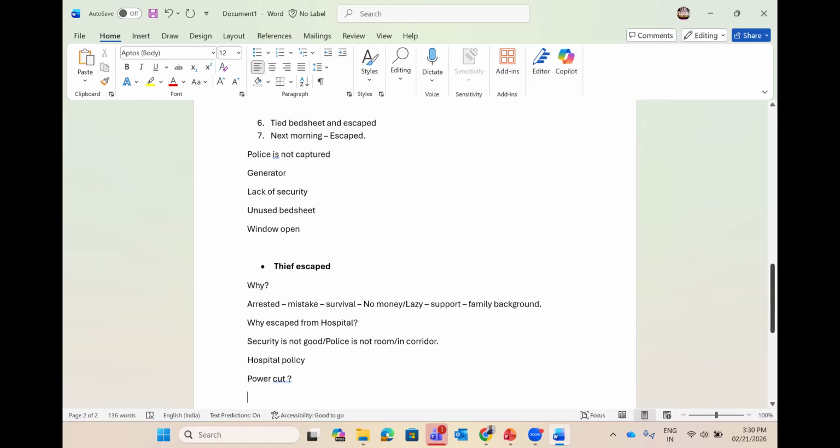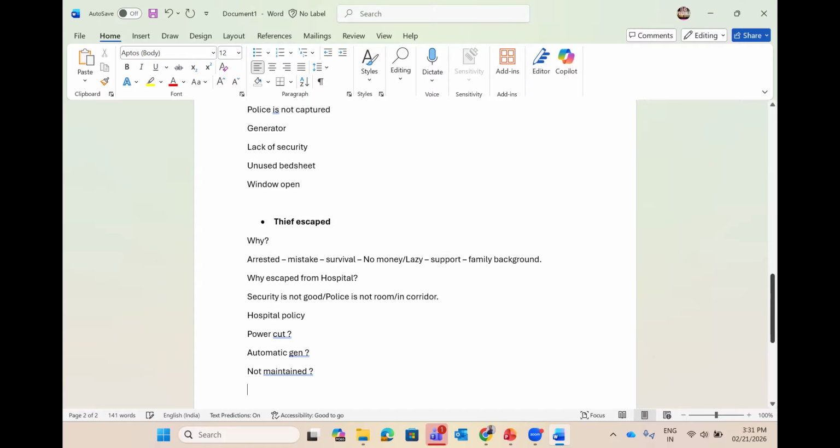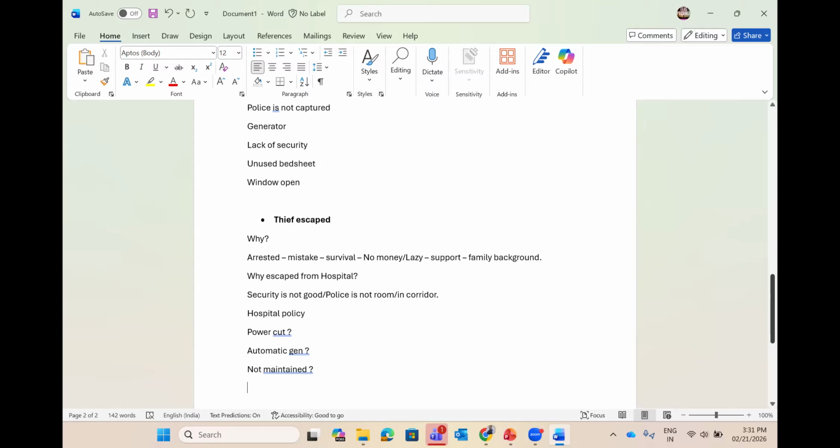Fine, accepted. There is a power cut. What is the other alternative? The generator needs to be on immediately. An automatic generator, right? Why is that not working? Lack of maintenance. Okay, not maintained properly. Then the question is why not maintained? It's an administration failure. Yeah, administration failure.